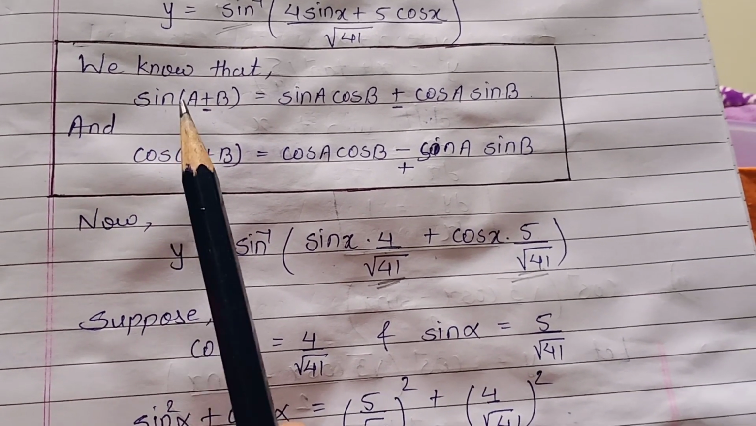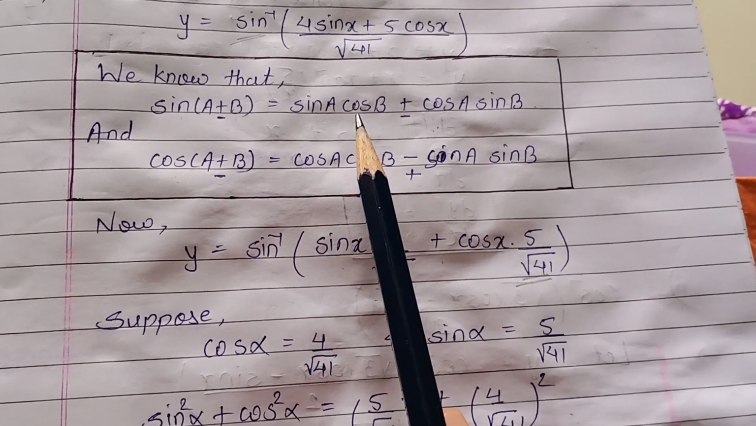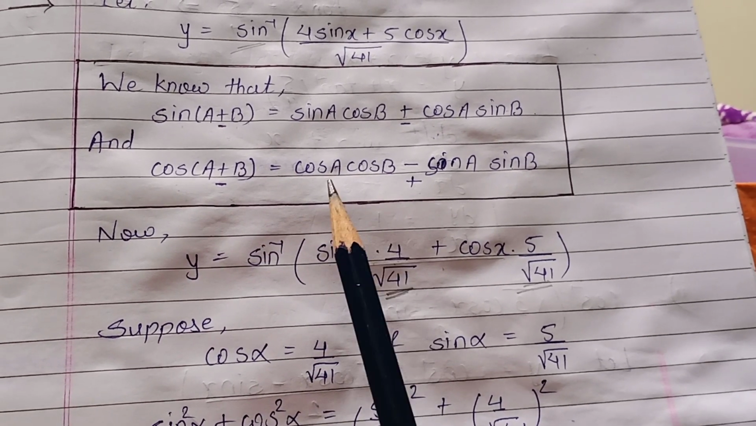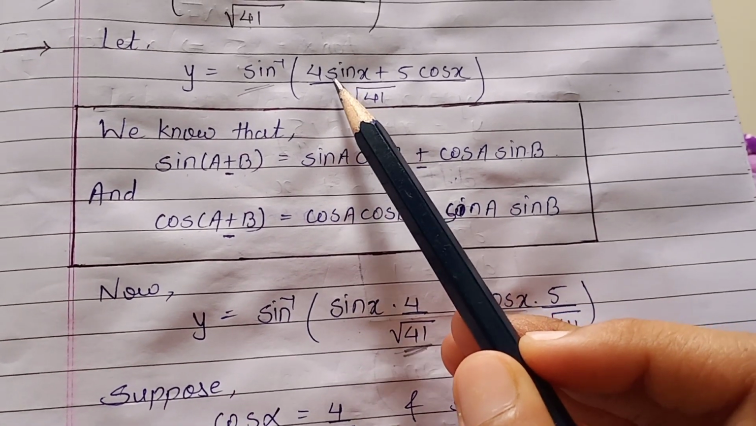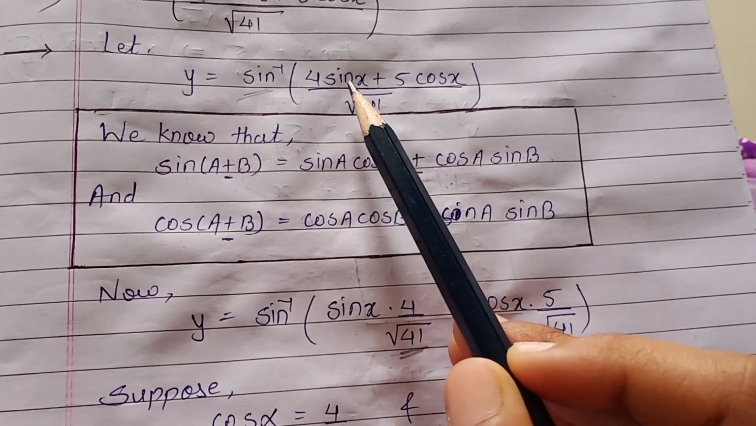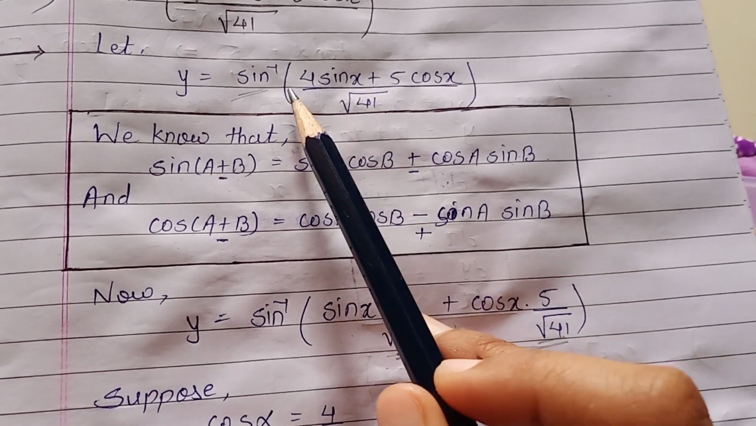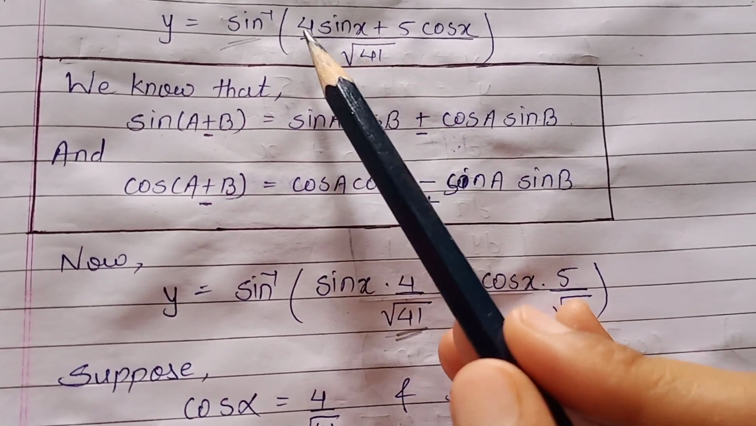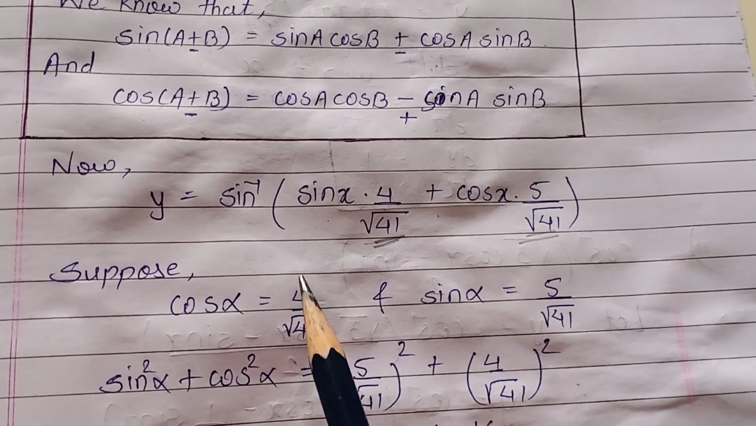If you observe, in sine of a plus b or a minus b there is a combination of sine and cos together, and in cos of a plus b or a minus b there is a combination of cos and sin. So from these formulas we get to know about this. Now you can see here there is 4 upon root 41 sin x plus 5 upon root 41 cos x, so there should be a sin x cos combination, right? So first we'll distribute the denominator over both parts of the numerator. We'll write that in order to understand the next step.